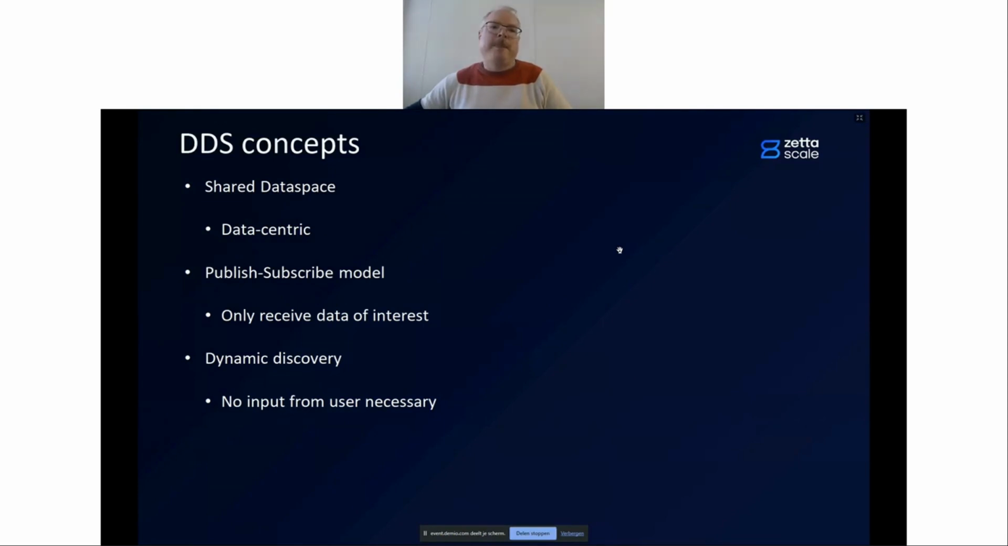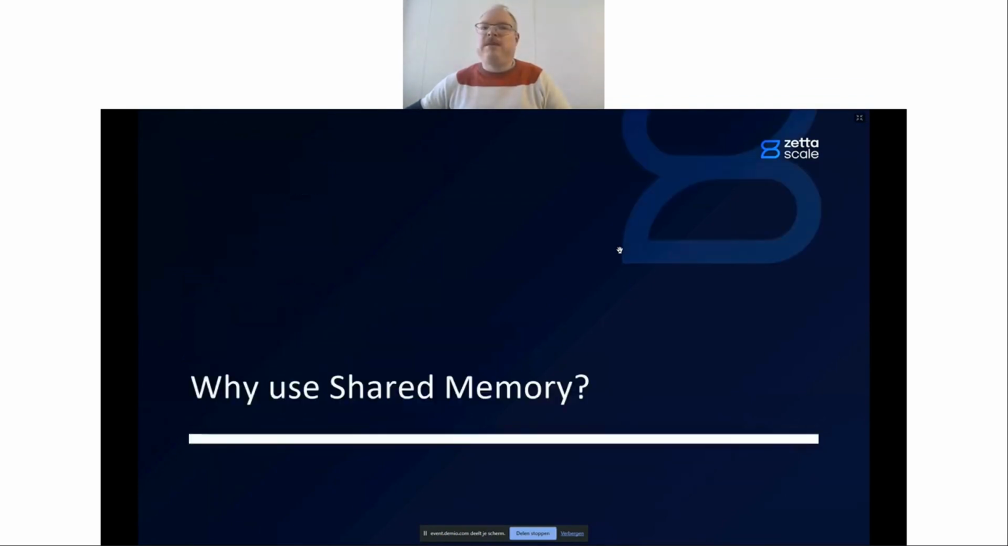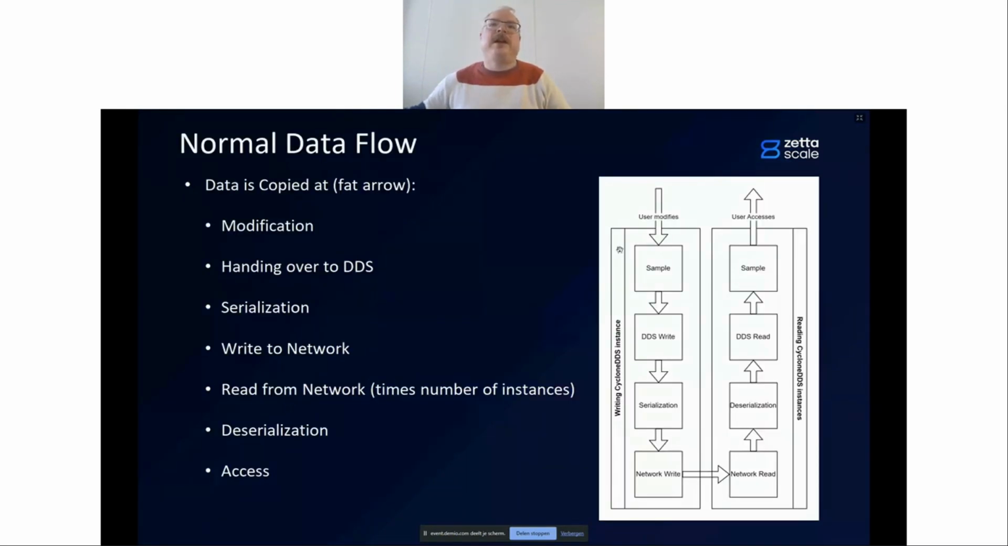So with that out of the way, why should we use shared memory in DDS? Well, first, if you look at the schematic on the diagram on the right here, with the normal Cyclone DDS data flow, data is being copied at each fat arrow, basically, in this diagram. So data is being copied when the user modifies the data, when it's handed over to DDS for writing, then it needs to be serialized to a common data representation format.